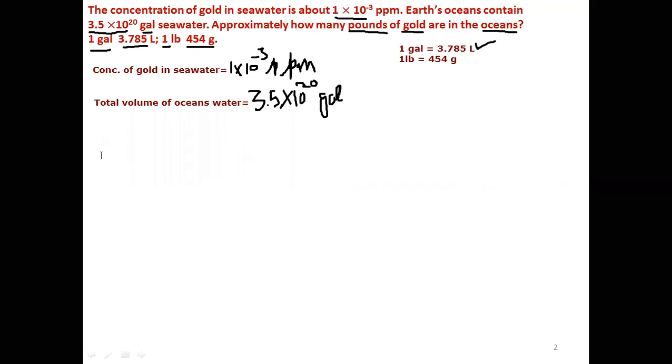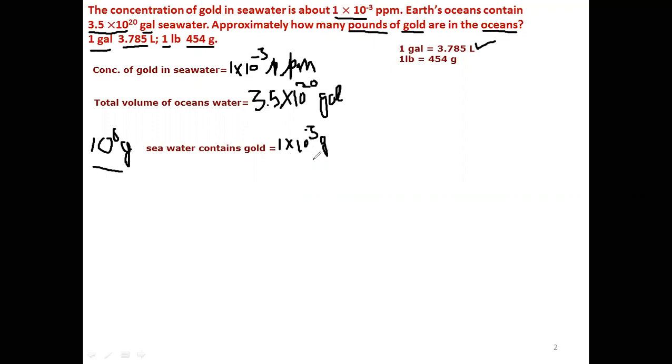This means that 10 raised to the power 6 gram seawater contains gold. How much gold does it contain? 1 into 10 raised to the power minus 3 gram. So that is the meaning of ppm. This means the 10 raised to power 6 gram sea water contains 1 into 10 raised to power minus 3 gram of gold.